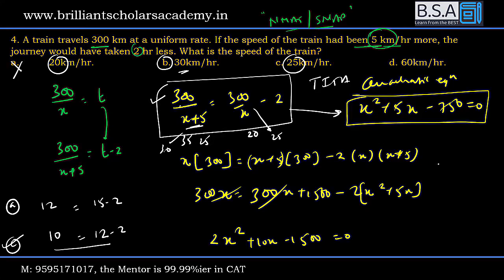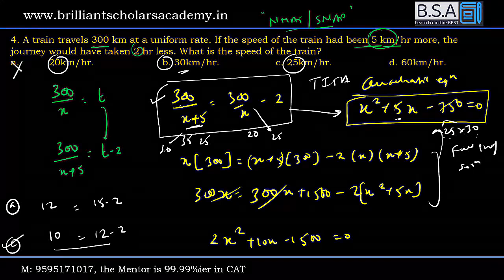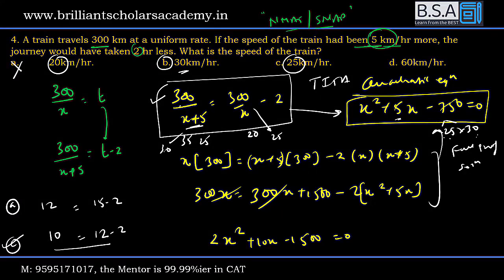This is the full solution. This is the foolproof solution. But you will need understanding of quadratic equation. A person like me can see that this looks like 25 into 30. अब मेरे को काम करना पड़ेगा नेगेटिव पॉजिटिव कौन सा. 25 is positive, 30 is negative. So factorizing a quadratic equation takes time. Once you reach that equation, 300 upon x plus 5, 300 upon x, there's a 2 hours gap.